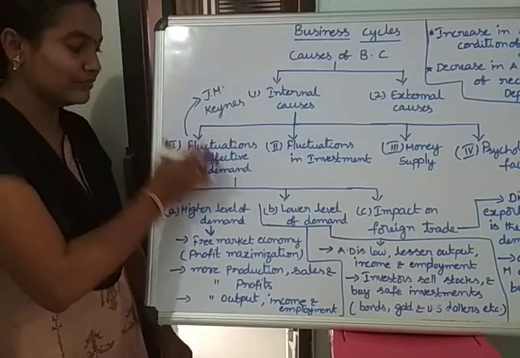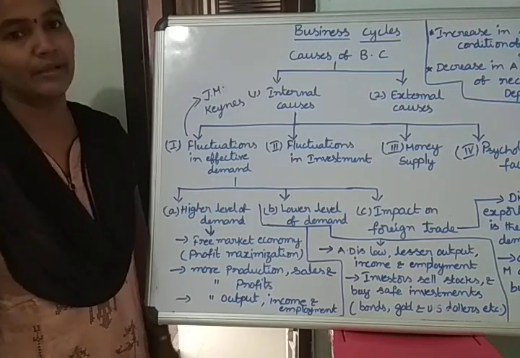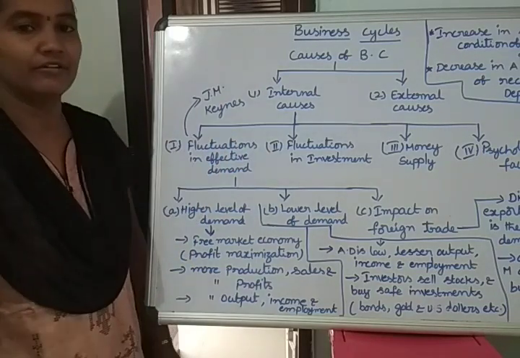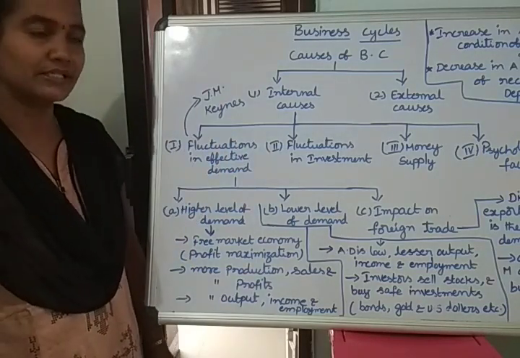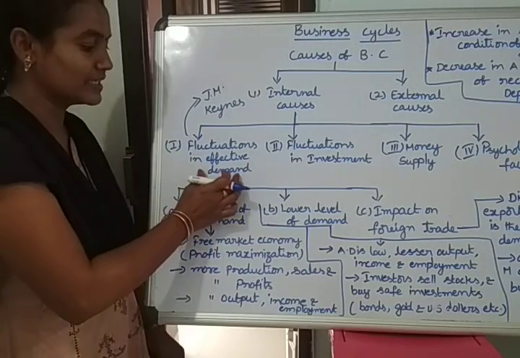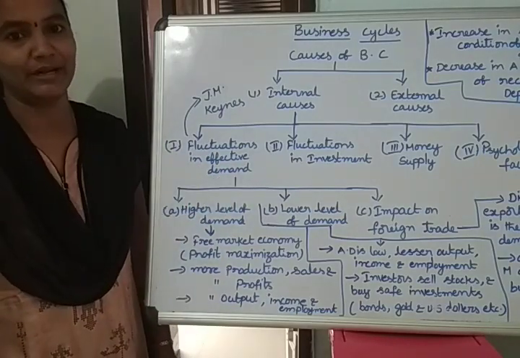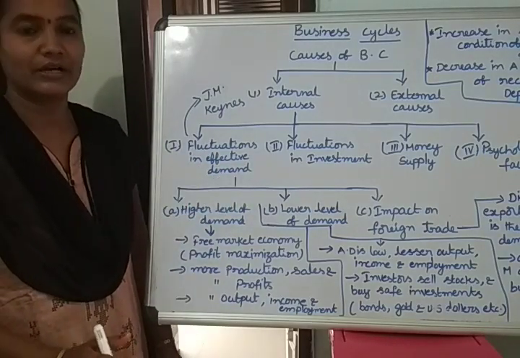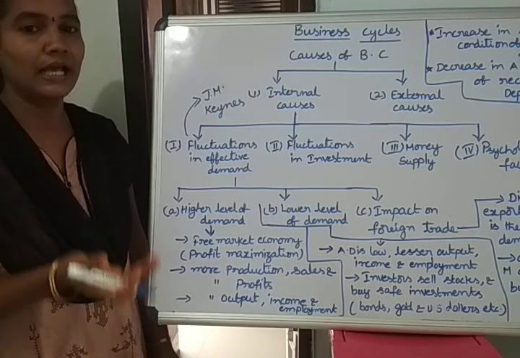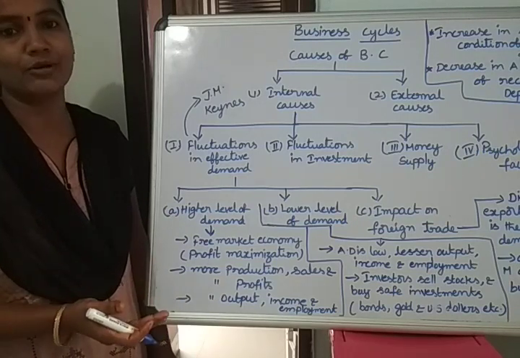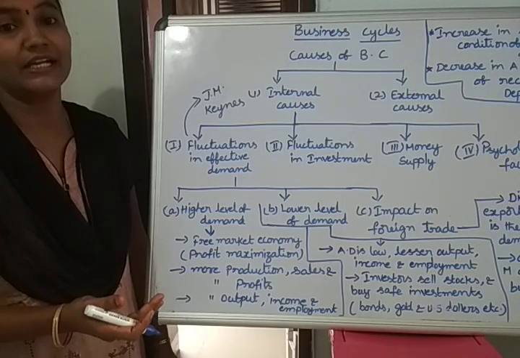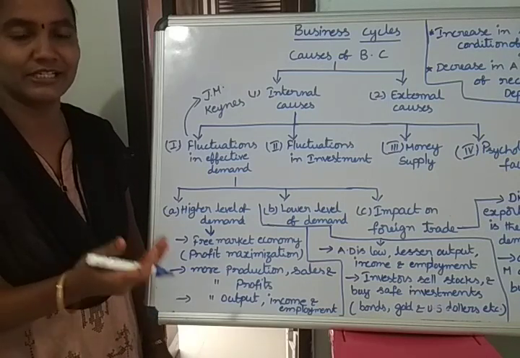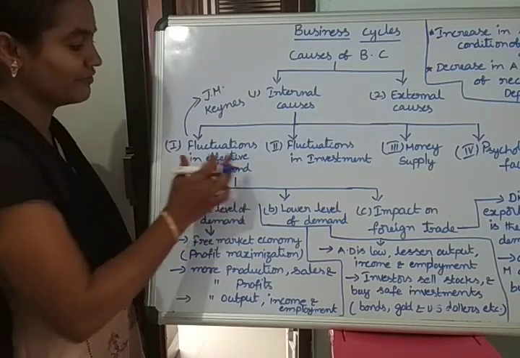Before discussing how it is a main cause of fluctuations in business activity, first I will explain the meaning of effective demand. Effective demand means that consumers are willing and able to purchase different quantities of a commodity at different price levels in the economic system. That is what we call effective demand.